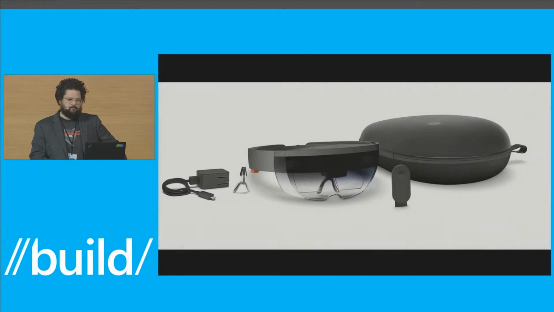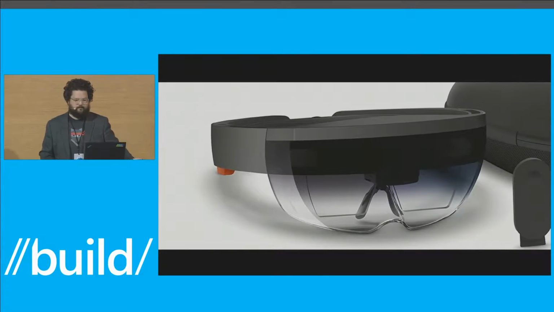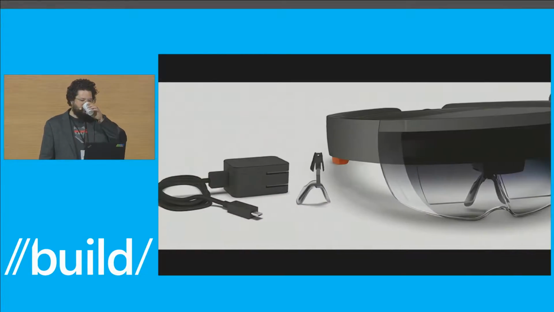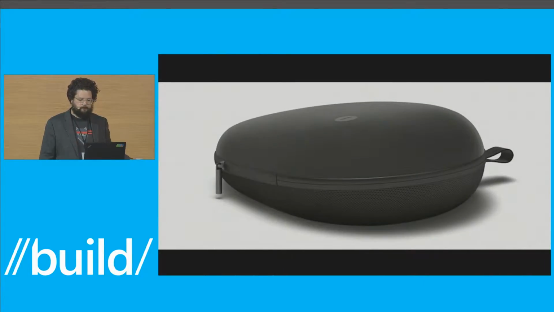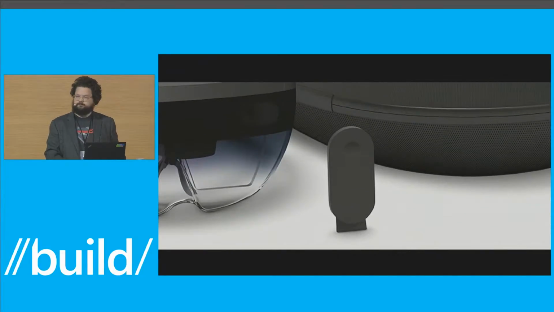Let's see what's in the box. There's, of course, Microsoft's HoloLens, the world's first fully untethered holographic computer running Windows 10. Which comes with things you'll need, like a charger, carrying case, and the clicker. It offers another way to do things like select and scroll.